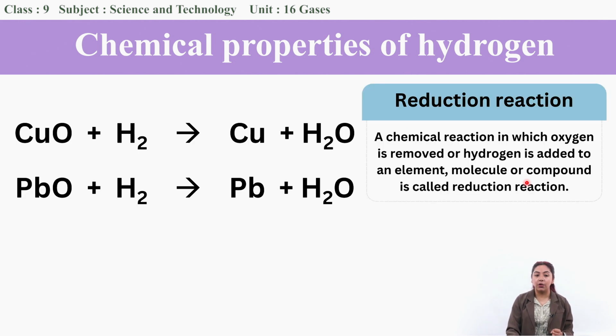So here in this process, metallic oxides such as copper oxide or lead oxide, when heated at a high temperature and hydrogen is passed over it, it reacts with the oxygen present in the oxide. So it takes away the oxygen. So that's why it is a reduction reaction. It takes away the oxygen, forms a water molecule, and gives us a pure metal. Similarly, in lead oxide, hydrogen reacts with oxygen and gives us pure lead. So that's why this is known as a reduction reaction. So this is the reducing property of hydrogen.